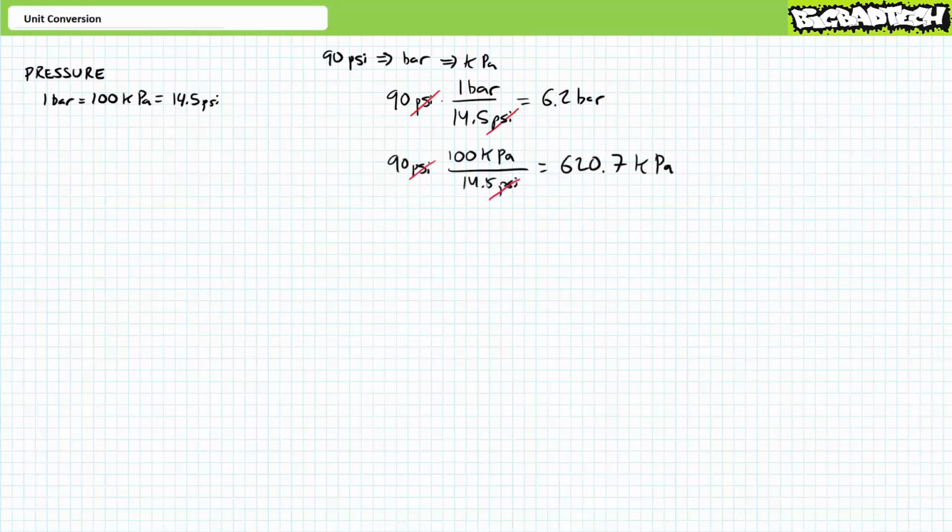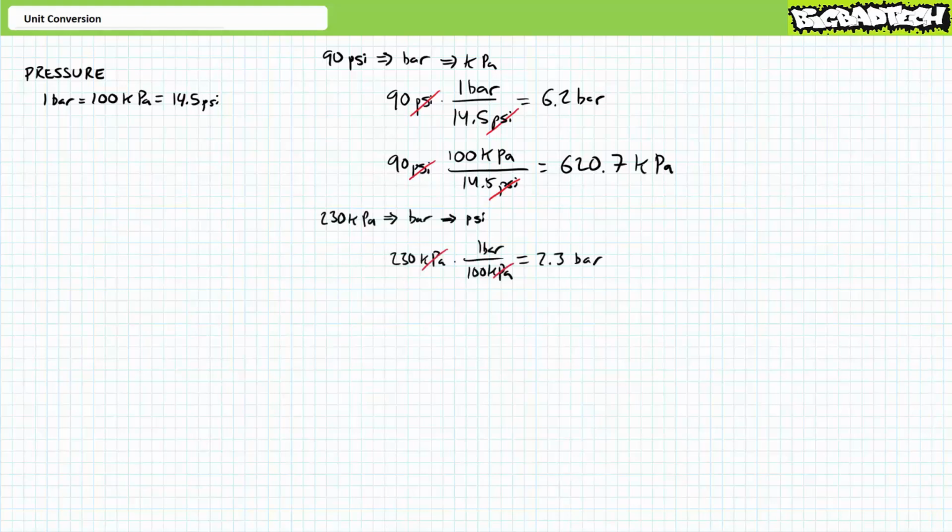Next, we're being asked to convert 90 psi to an equivalent amount of pascals. Let's do a single-step conversion. The unit we want, pascals, is on top. The unit we don't want, psi, is in the bottom. 90 psi times 100 kilopascals divided by 14.5 psi. Units of psi cancel out. We're left with 620.7 kilopascals.